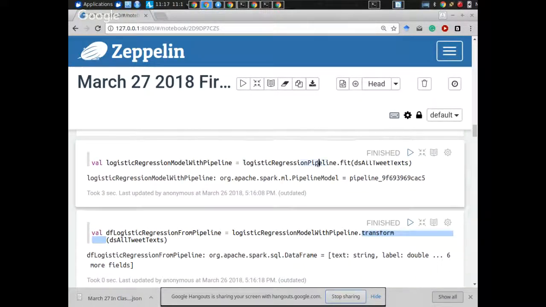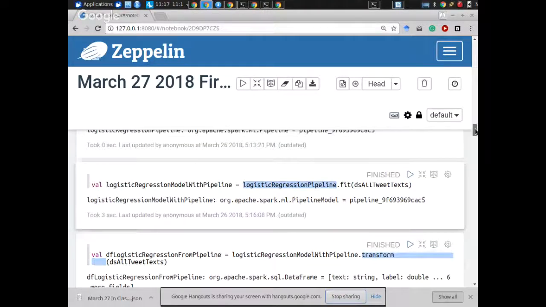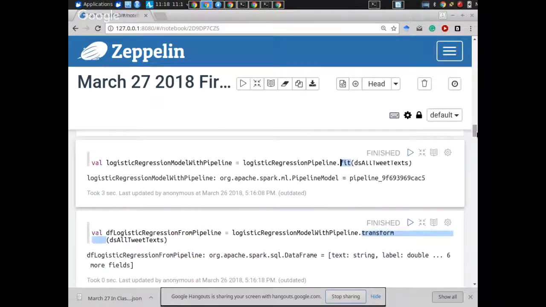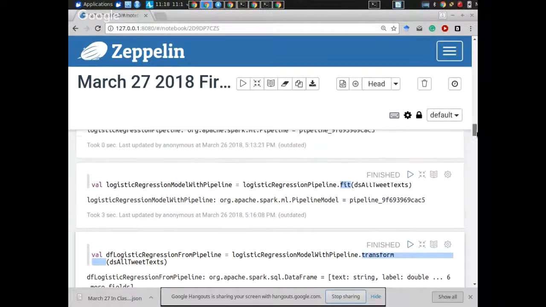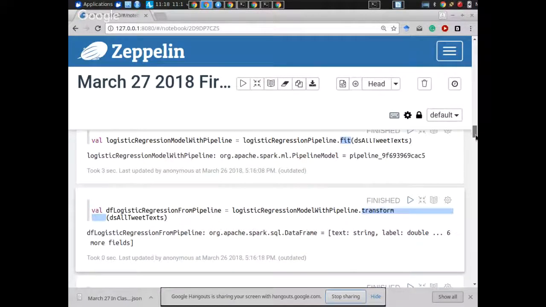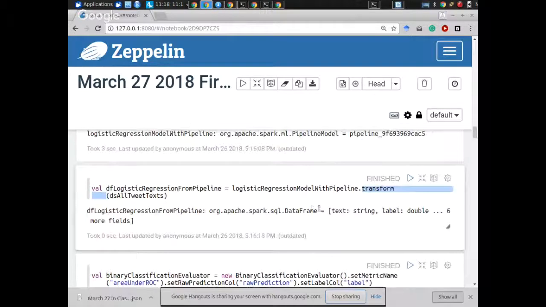It encapsulates all that work needed before the underlying model can be fit. Where you have to split words or remove trivial words and convert them to something which maps them to presence or absence, all that has to be done when we're going to fit. But it turns out all that has to be done as well when we're going to transform data with the result. If we give it a bunch of raw data, it has to go through those same steps to take that data into a form that it can then output data. It has to go through those same steps.